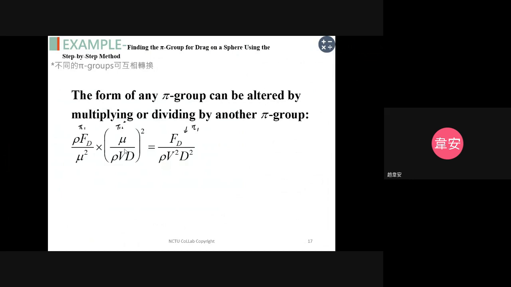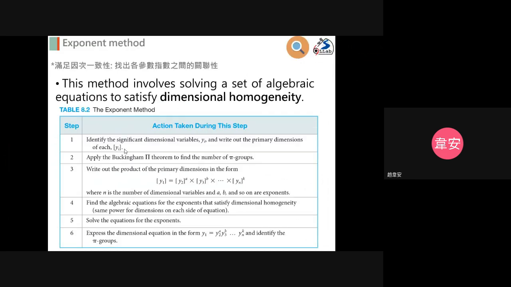Okay, so next we would like to introduce another method to do the dimensional analysis, which is the exponent method. This method involves solving a set of algebraic equations to satisfy dimensional homogeneity. This table summarizes the exponent method step by step, but we will just use one exercise to see what happens with the exponent method.